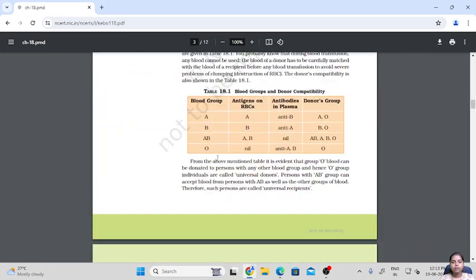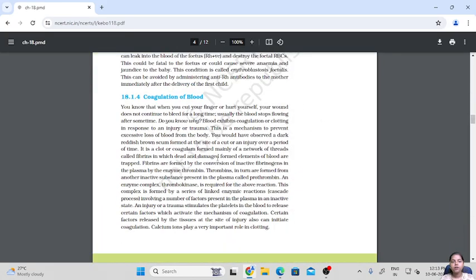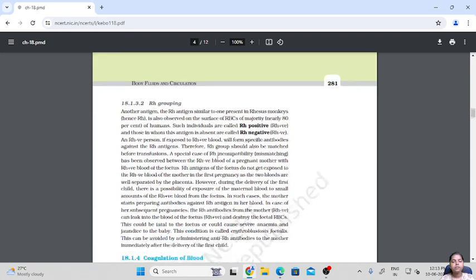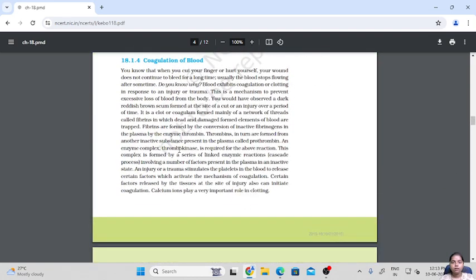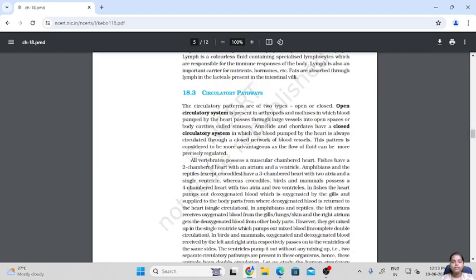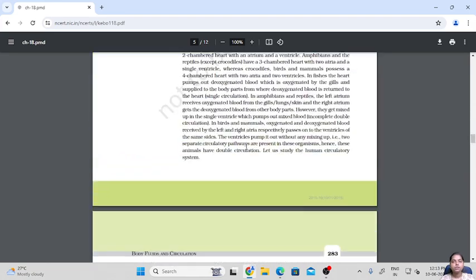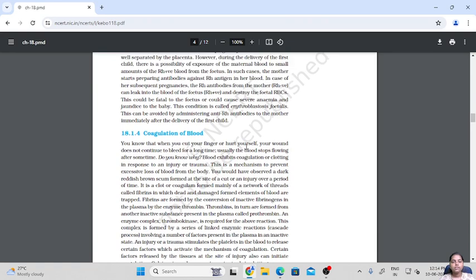In the previous video we have covered till blood grouping. So in today's class we are going to continue with the coagulation of blood, then the lymph, that is the tissue fluid, and the circulatory pathways and the human circulatory system. So let's start with it.